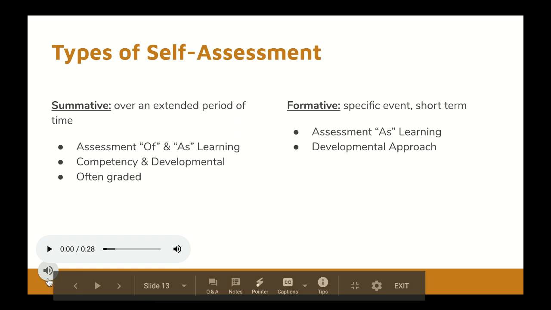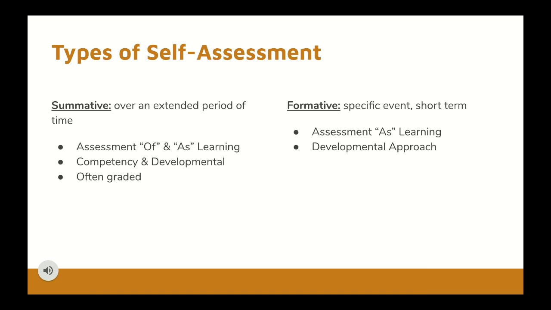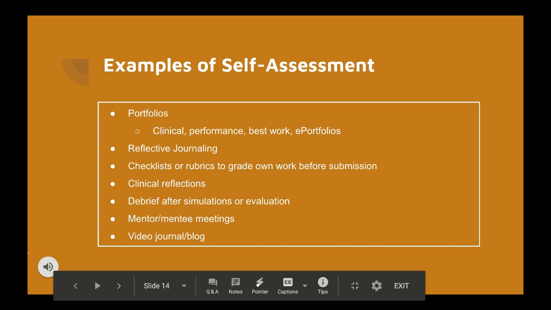There are two types of self-assessments. Formative self-assessments allow students to assess themselves during a specific incident or event. They are used to identify gaps and create learning goals and strategies to reach them. Summative self-assessments allow students to assess themselves over an extended period of time, typically through a variety of ways such as through assignments and clinical experience. Here are some examples of self-assessments which you may want to include within your own lesson plans.